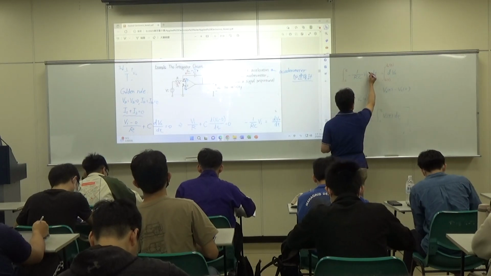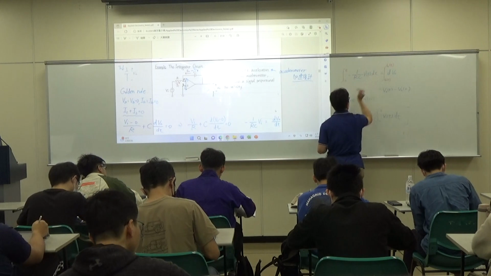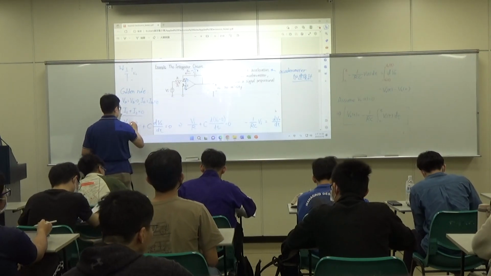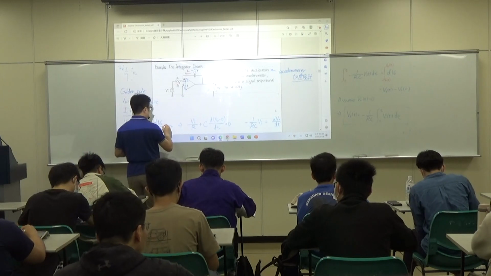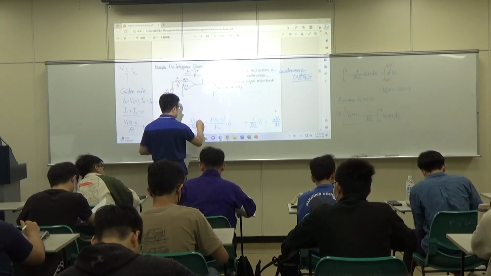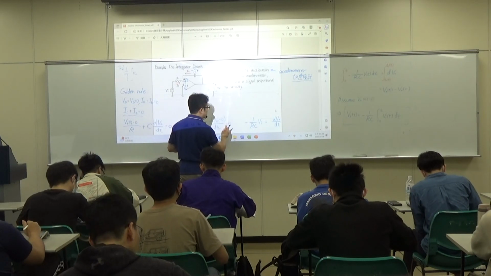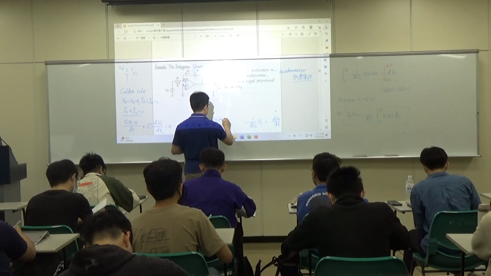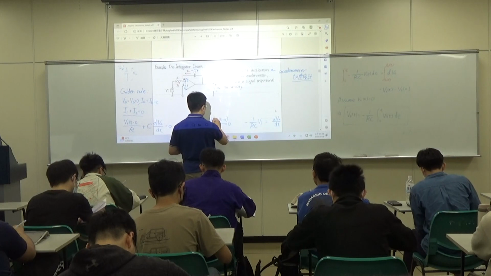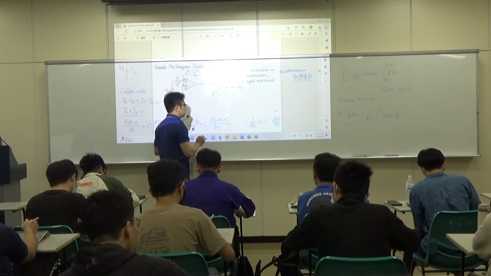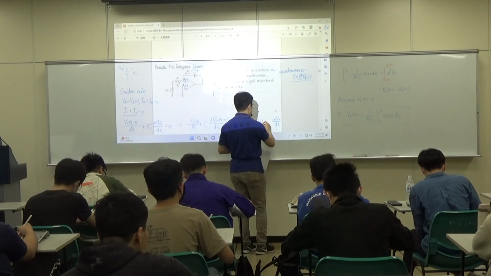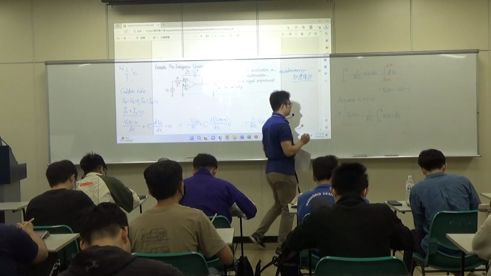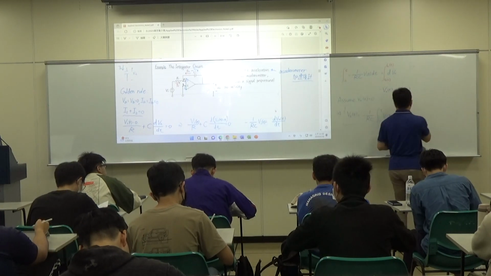Remember, VI is a time function, so I make it VI(t) here, and VO(t). I want to emphasize it's a time function. So this VI(t), VO(t), it's not a constant.